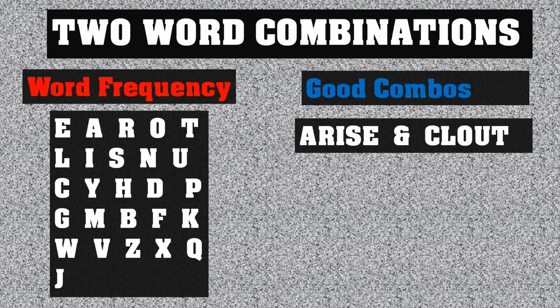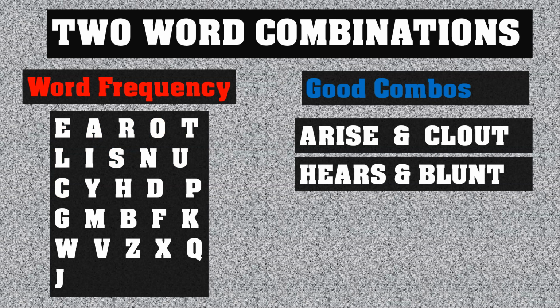As we get to 3 words and 4 word combinations, you have to have fewer vowels to be able to cover as much territory as possible. For arise and clout, notice all of them are in the first 2 rows except the letter C. That's a great, absolutely great combo to use if you're using a 2-word combination.